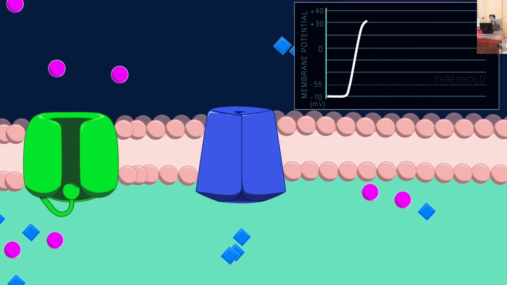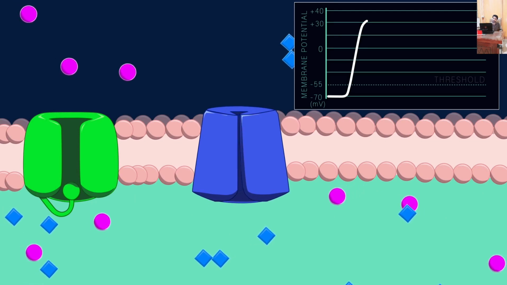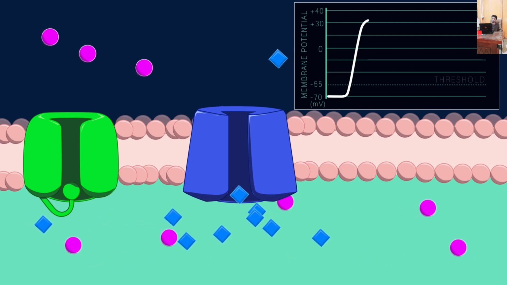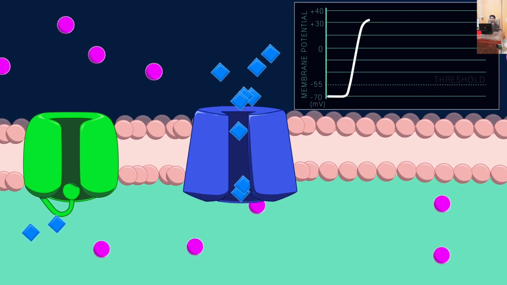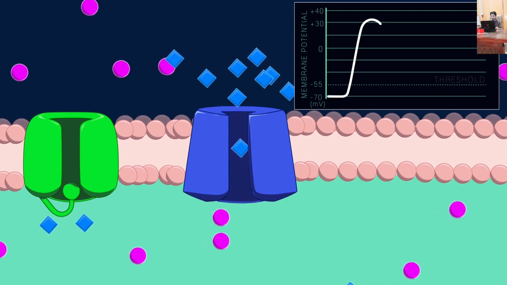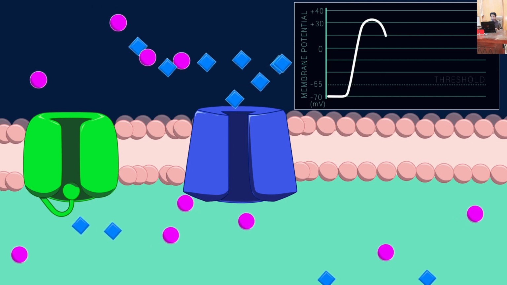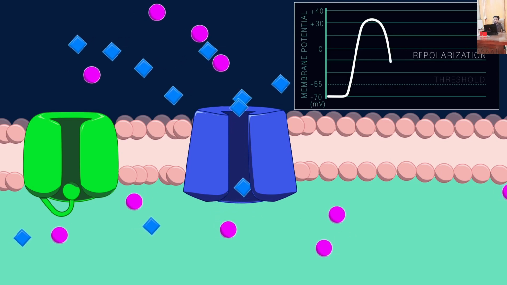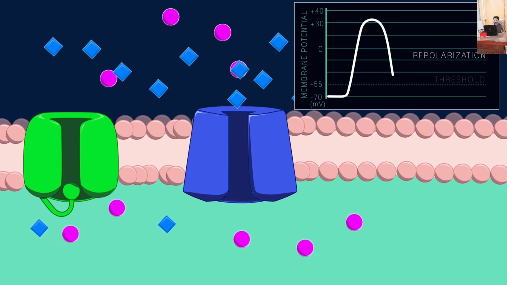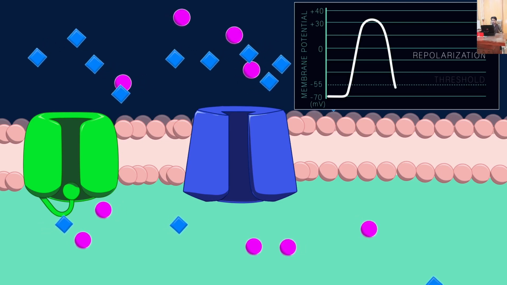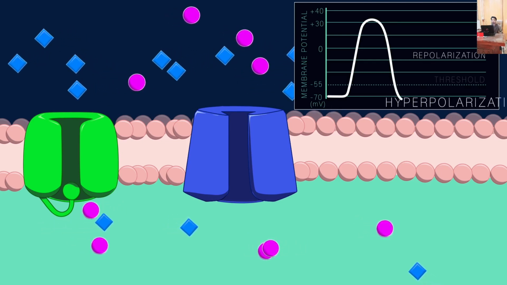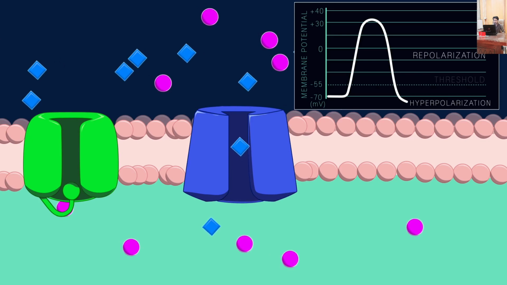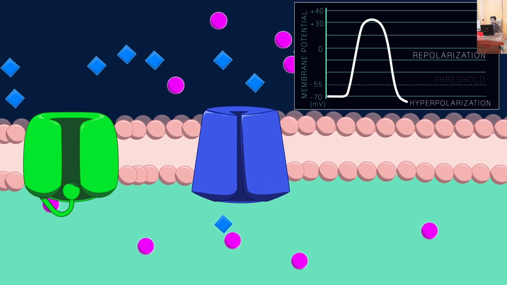The change in membrane potential also opens the voltage-gated potassium channels, though they open and close more slowly. Because of the potassium electrochemical gradient, potassium ions flow out of the cell, making it less positive and eventually negative. This process is called repolarization. Because the potassium channels are a little slow to close, for a brief period the membrane potential is hyperpolarized. It's more negative than the resting potential. During hyperpolarization, the potassium channels close.